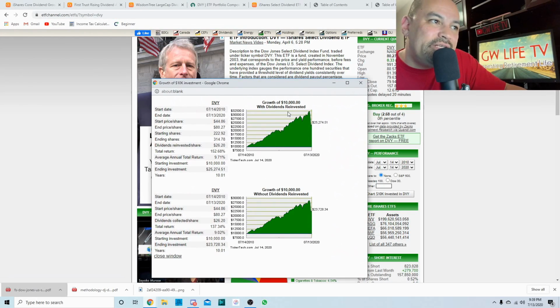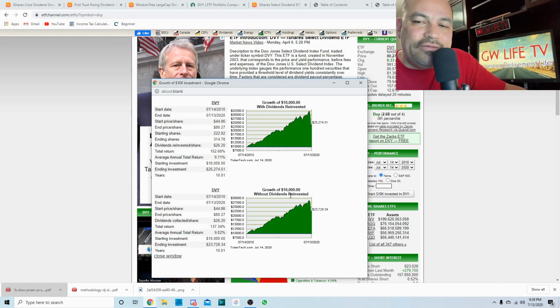So with dividends reinvested, you had an average annual total return of 9.71%, total return of 152.68%, and that's for 10 years. So your $10,000 investment turned into $25,274.51.